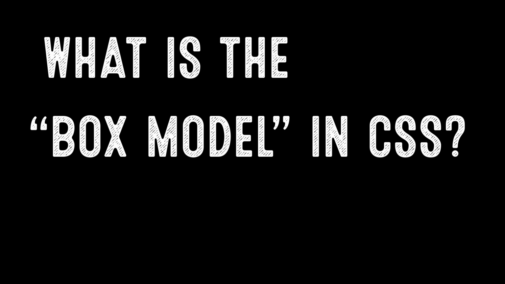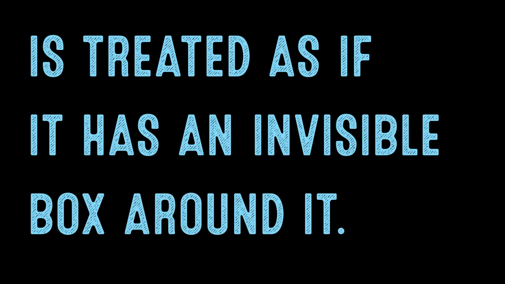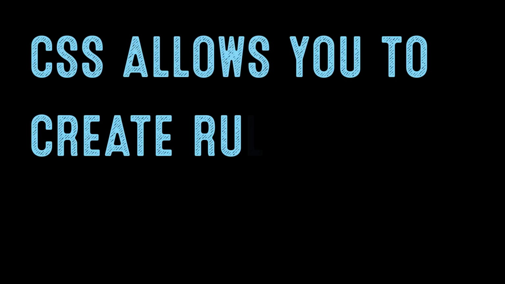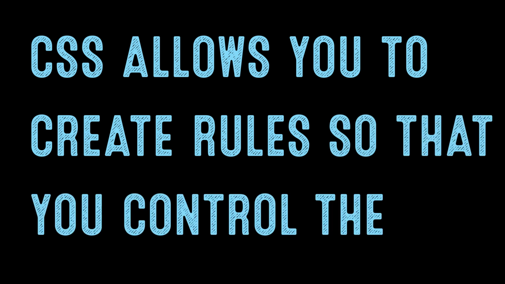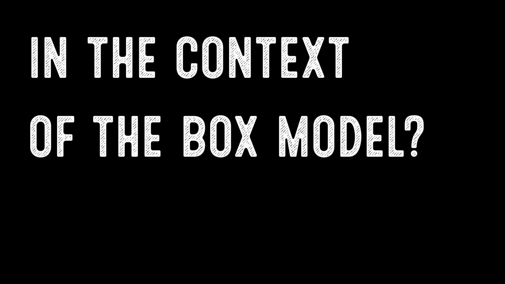The weekly code quiz. What is the box model in CSS? So the box model in CSS means that each HTML element is treated as if it has an invisible box around it. CSS allows you to create rules so that you control the presentation of each individual box and its contents. What is the difference between margin and padding in the context of the box model?